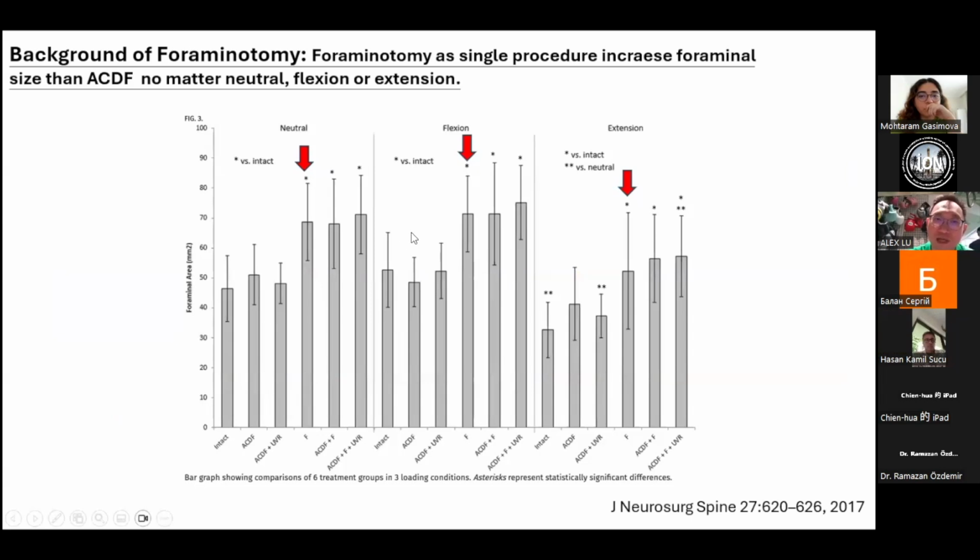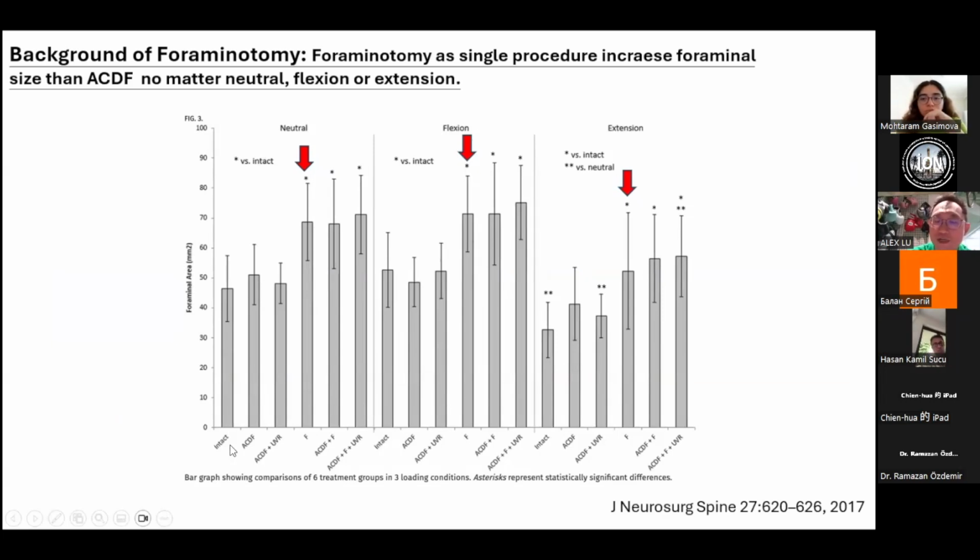So that's why we have different methods to enlarge the foramen size. This is a Japanese study from 2017, published in the Journal of Neurosurgery. They studied around 11 cadavers, and they checked the C3 to C7 foramen for each one.